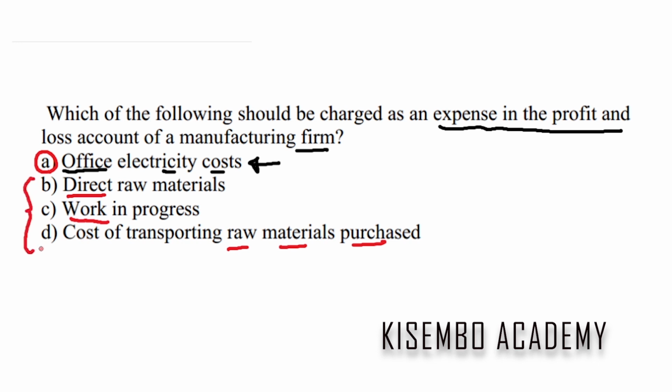So these other three are called direct costs, and they contribute to the cost of the product, and they are not put in the profit and loss, in the expense account of a manufacturing firm. So the answer is A.